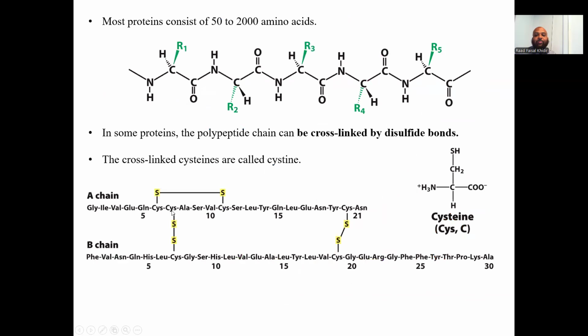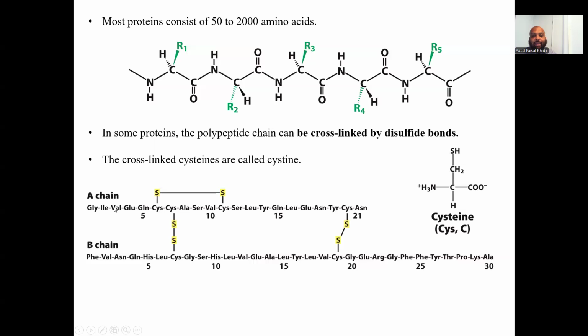Now we said a disulfide bridge connect. So that's one linear chain. That chain looks like a primary structure. So now we talked about one way where these primary structures connect. We talked about them connecting through a hydrogen bond, but now they can connect also through a disulfide bridge. Disulfide bridge. So most proteins can consist of 50 to 2,000 amino acids, and in some proteins, the polypeptides can be cross-linked by disulfide bonds.